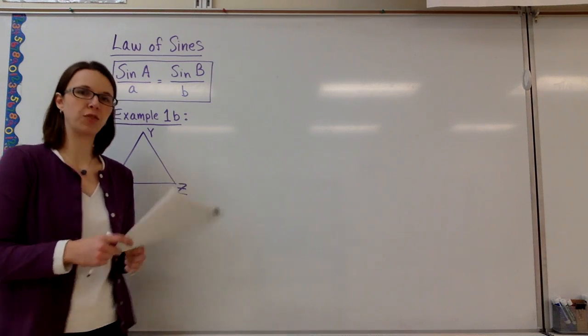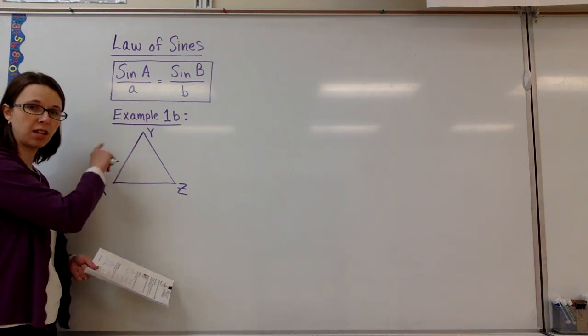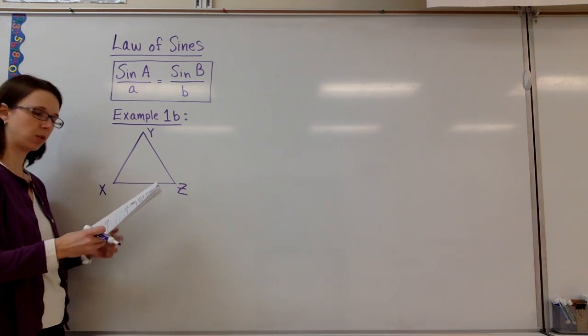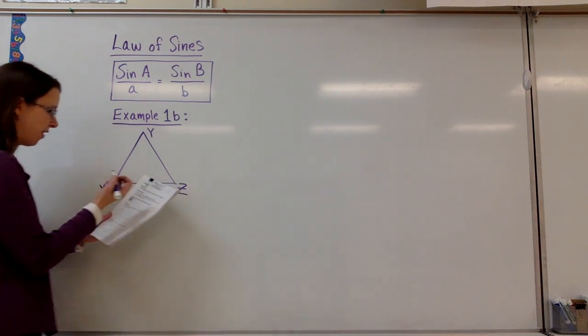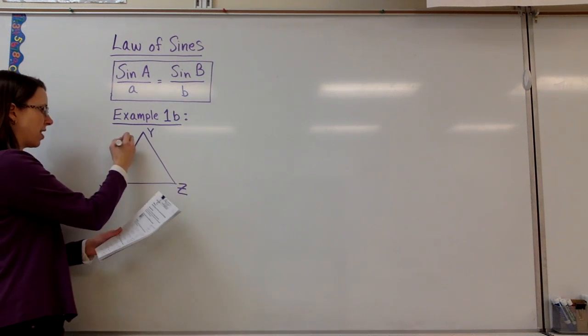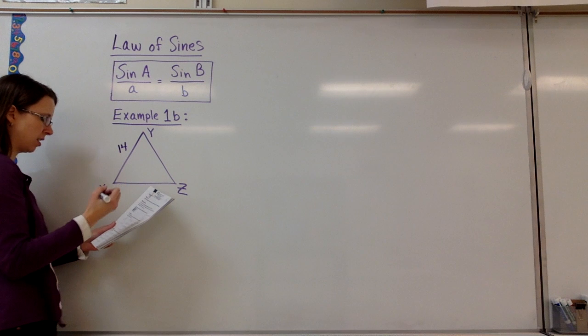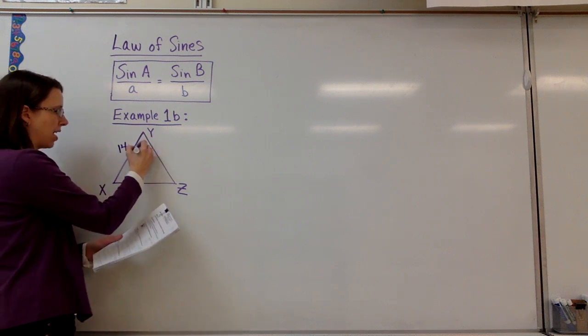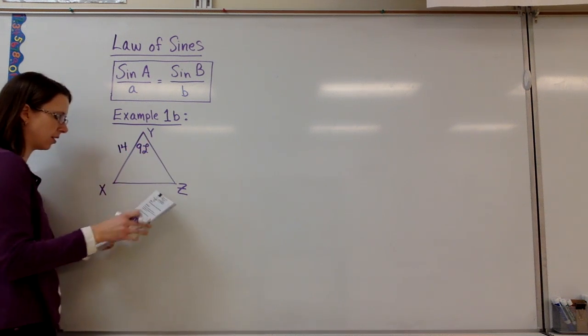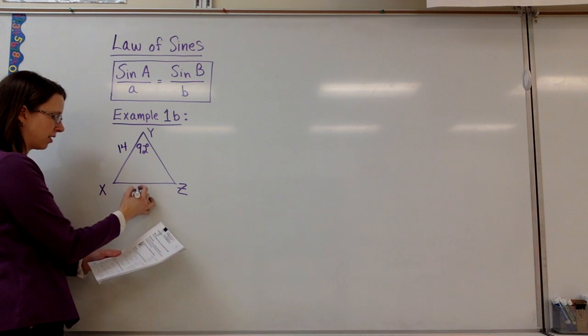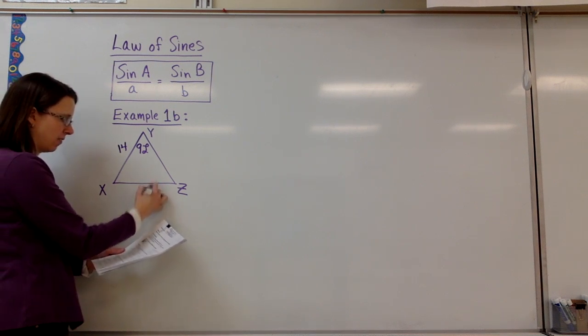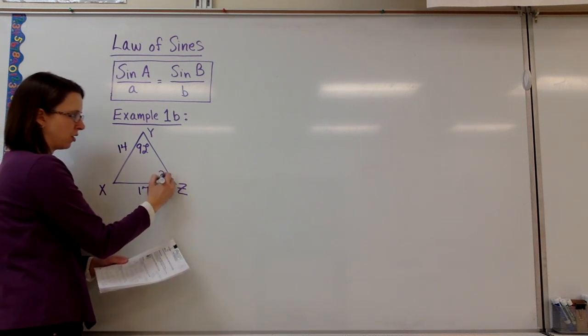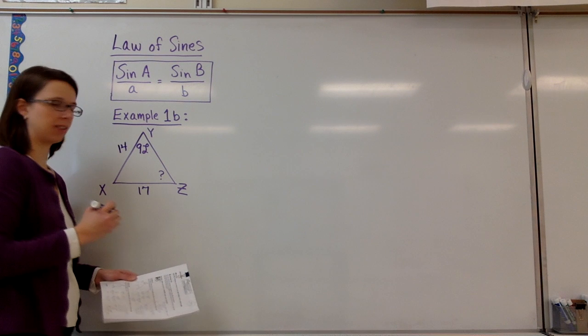The first one comes from example 1b, which is in your textbook, and we start with triangle XYZ. So we have XYZ, and XY is 14. The measure of angle Y, we're told, is 92 degrees. And the side XZ is 17. And then what we are asked to find is the measure of angle Z this time.